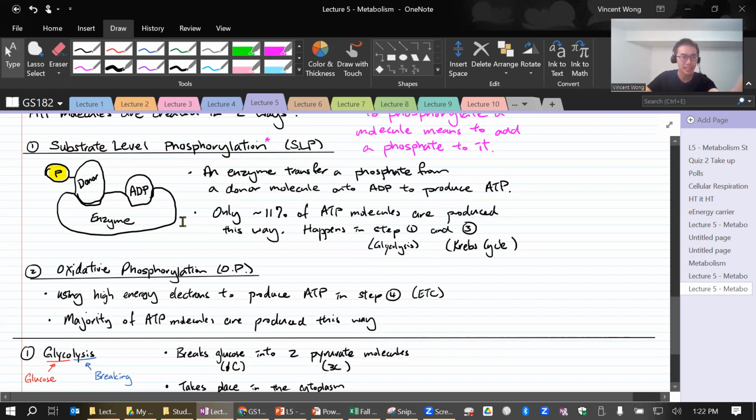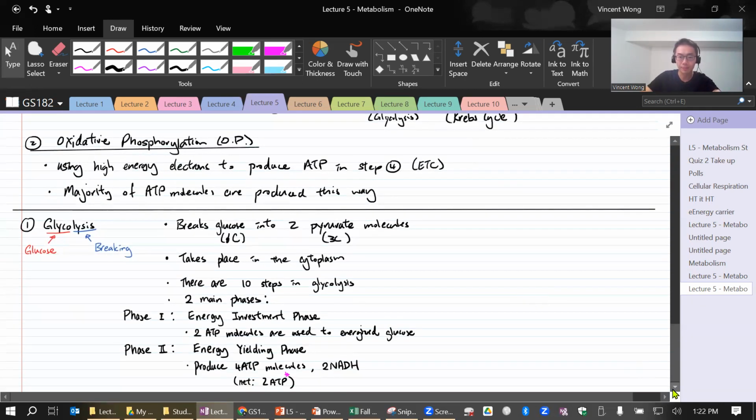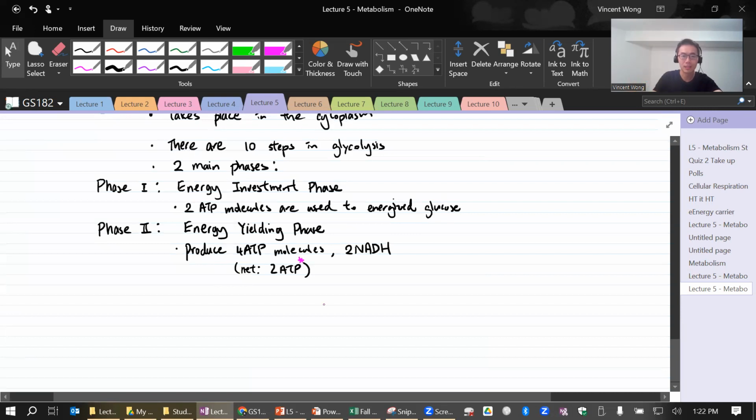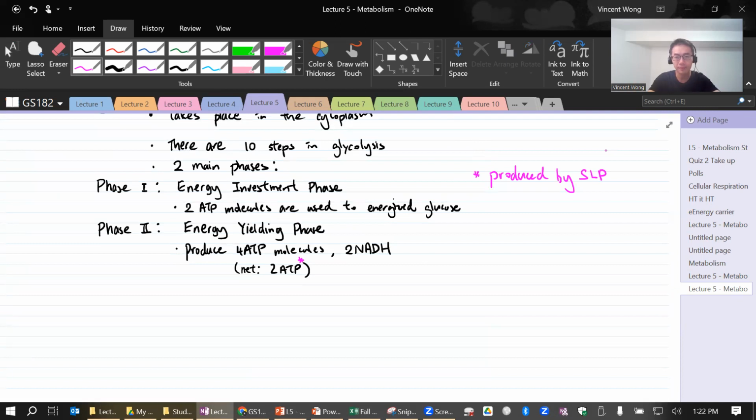What that means is an enzyme is going to transfer a phosphate from a donor to make ATP. Let me just write that down. Star, star. You should be using color. If everything is black and white, it's very hard for you to keep track. So this is produced by substrate level phosphorylation. I've got one more question, and then we're going to move on.